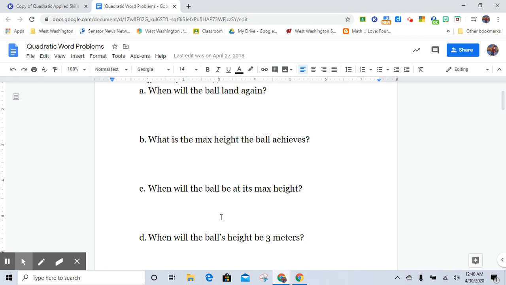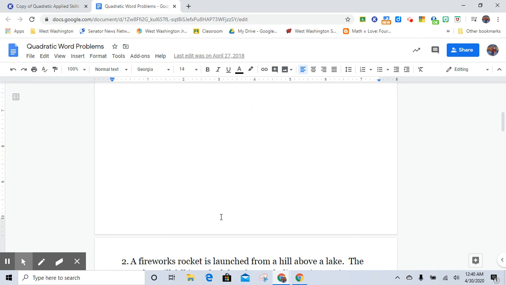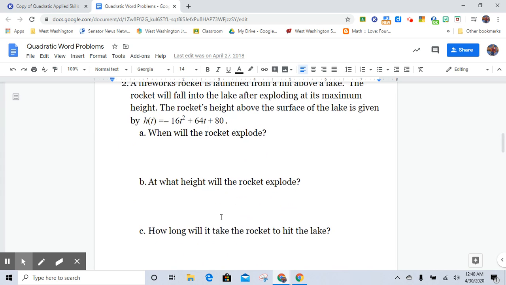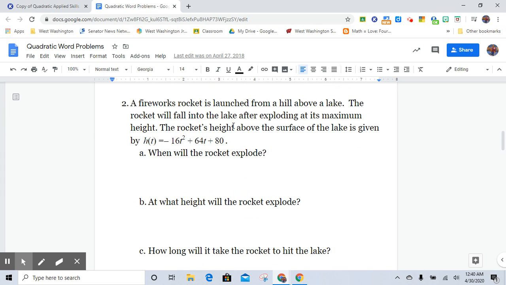This is all about its height relative to time. And let's see, the rocket's height is given as far as time is concerned. It didn't say time, but t here represents time, and so we should write that.